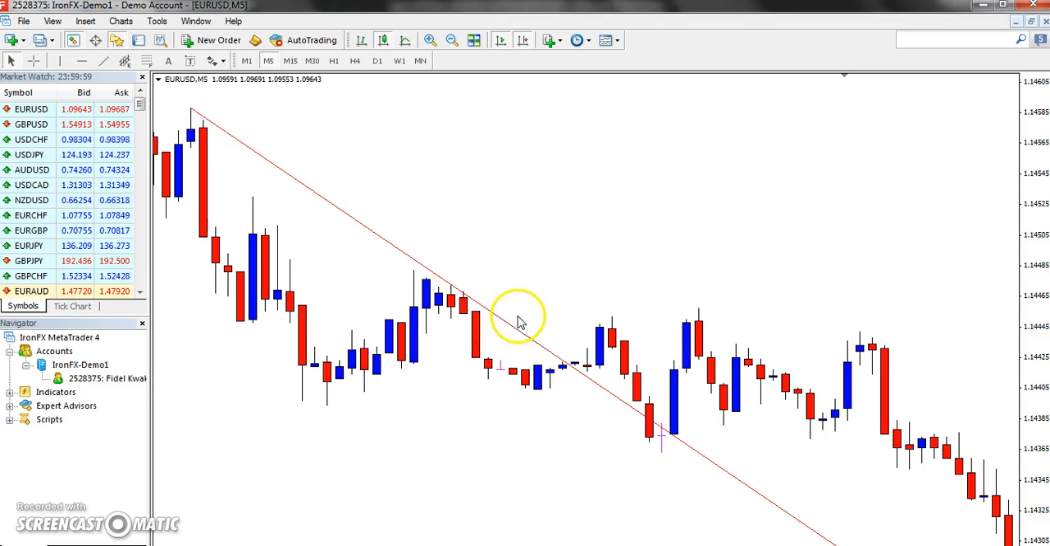Now we wait for the third bouncing off. That's why we take our trade. The third bouncing off is where we take our trade. You can see the third bouncing off took place here. It bounced off at this point. You can see that this candlestick tried to break through, but it couldn't. It ended up touching it and then bouncing off it and closing below.